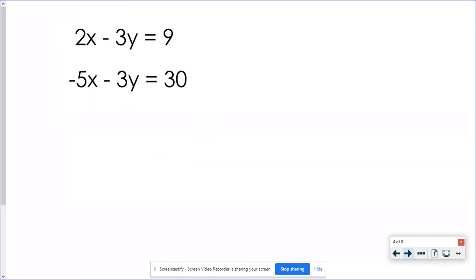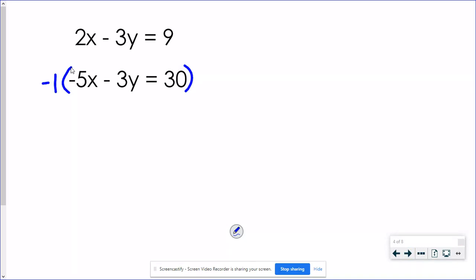This time, my y's are exactly the same again. They both happen to be -3y's this time. So I really need one of them to change into a positive 3y. And to get it to change signs, really all I need to do is just multiply by a -1. It doesn't matter which equation you multiply by a -1. I'm going to multiply the second equation by -1. Again, either equation would be just fine.